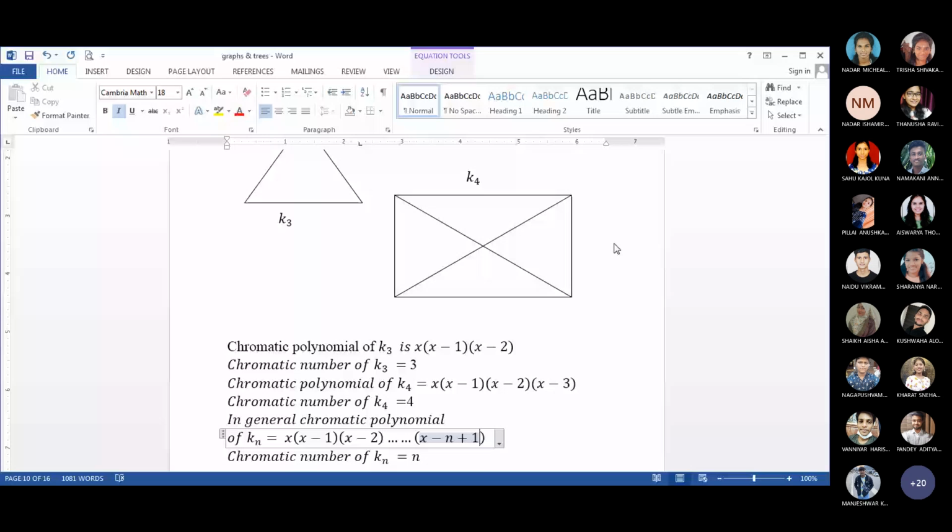This is your answer. The general formula for the chromatic polynomial of a complete graph is x, x minus 1, x minus 2, till x minus (n minus 1). And the chromatic number will be n. So you can just generalize from K3 and K4.